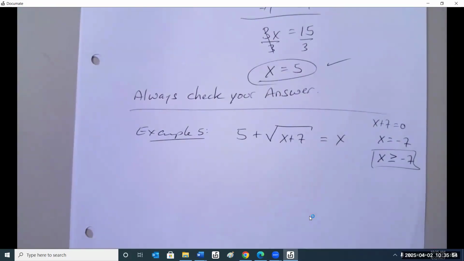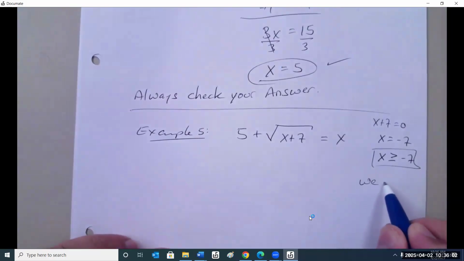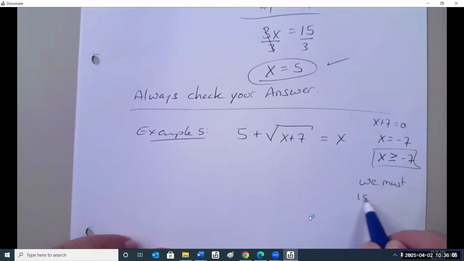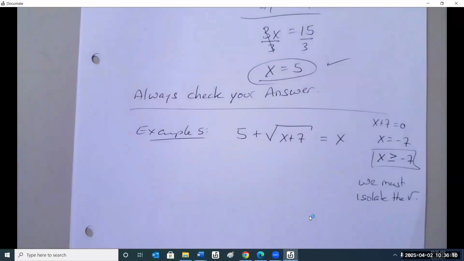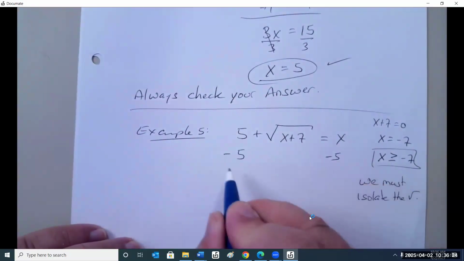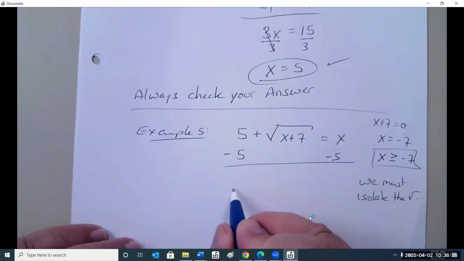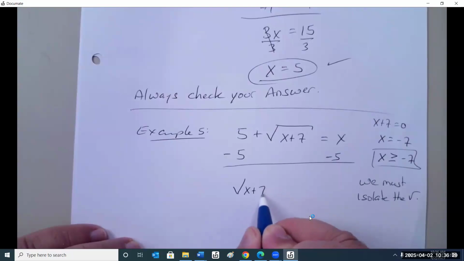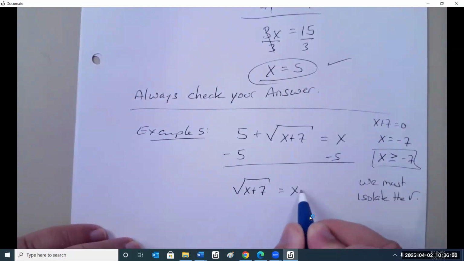So now let's solve this. In order to solve this, we must isolate the radical. So before you do anything, you have to get rid of anything that's plus or minus to it. So we subtract 5 from both sides. That leaves the square root of x plus 7 is equal to x minus 5.